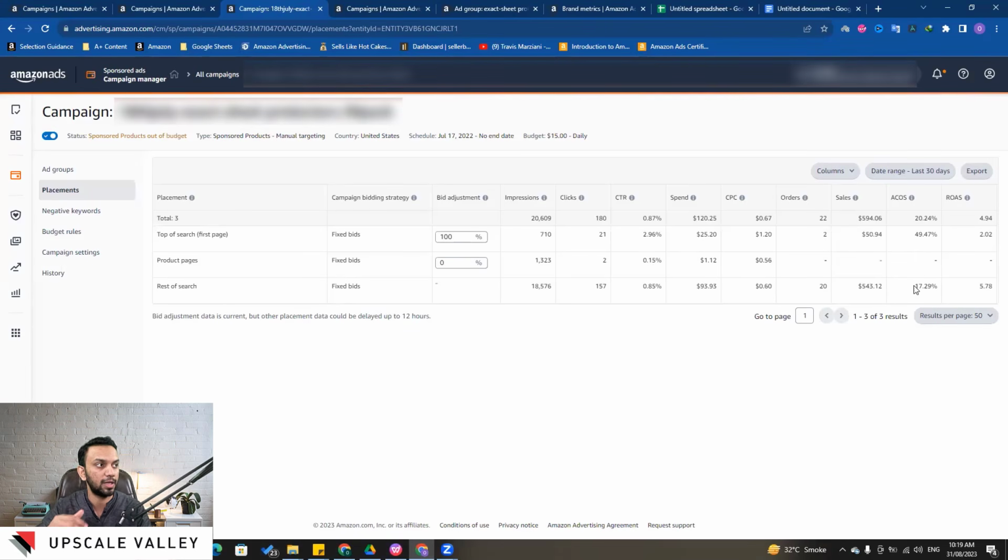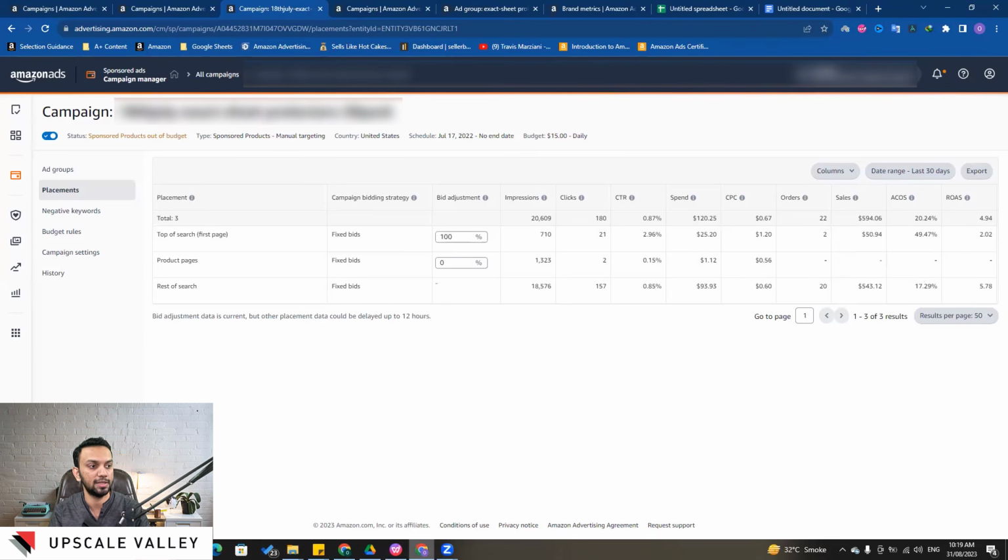Now in the other scenario, let's take this scenario as it is. Your ACOS is ideal or achieving your target for the rest of search, and it is higher for the top of search placement. In that case, you're not supposed to change the bid. You will only optimize the placement percentage.